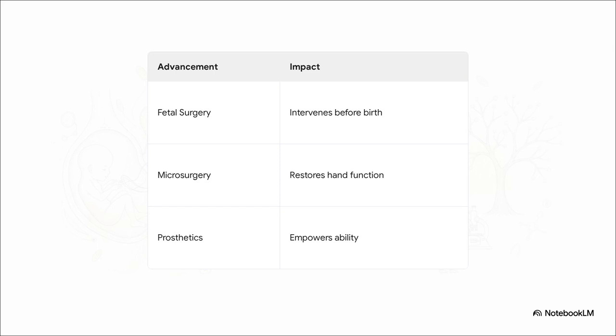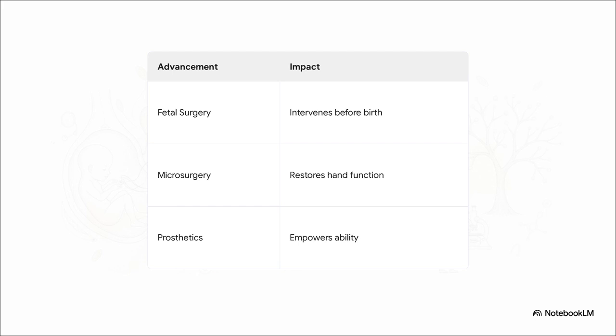Think about fetal surgery. Doctors can now intervene before a baby is even born, drastically improving long-term outcomes for conditions like spina bifida. Microsurgery is restoring delicate, intricate function for things like syndactyly. Advanced prosthetics are empowering literally extraordinary athletic and artistic abilities for people with limb differences. And multidisciplinary care is fundamentally transforming the outcomes for complex conditions like cleft palate. Things that were considered completely untreatable for most of human history are now routinely and remarkably successfully managed.